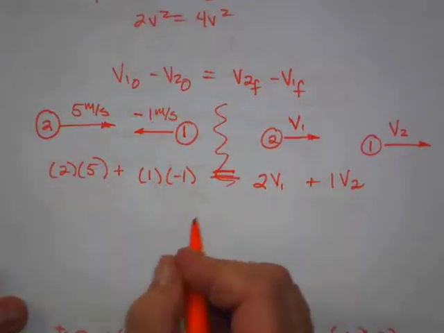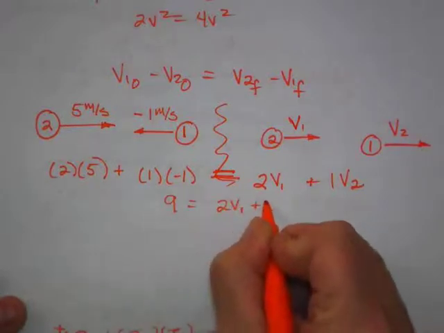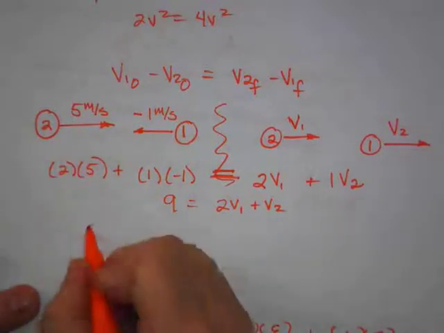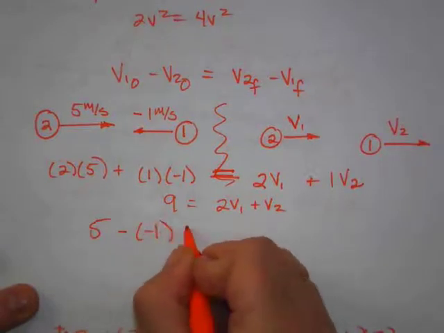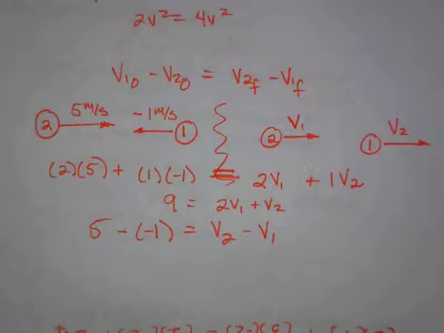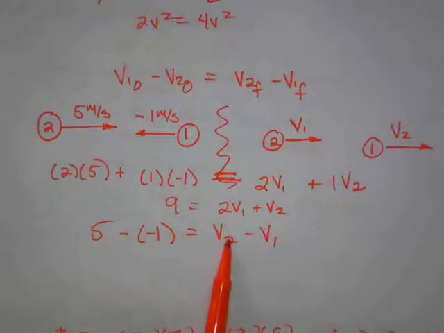All right, so let's do the math here. What's 2 times 5 minus 1? 9. And then that's 2v1 plus v2. So that simplifies, but we still have 2 unknowns. Now let's use the relative velocity equation. The relative velocity equation says v1 minus v2 equals v2 minus v1. You just switch the order. Got it? So v1 minus v2 equals v2 minus v1.